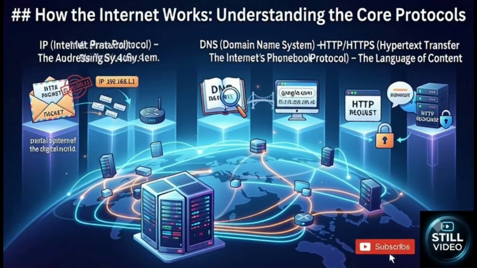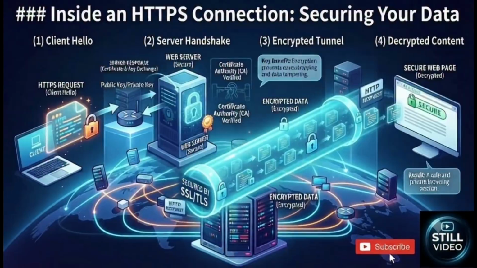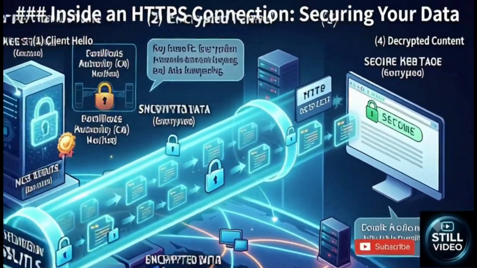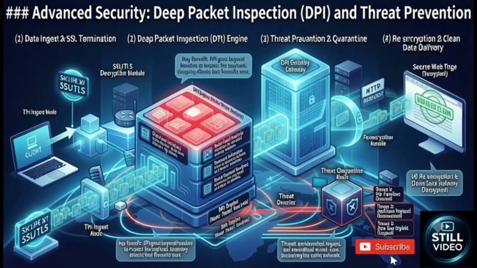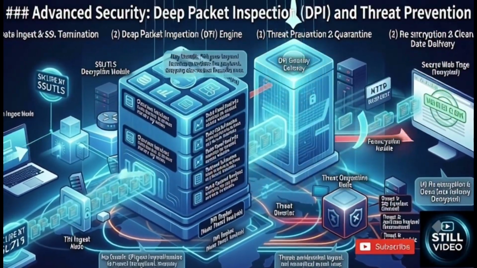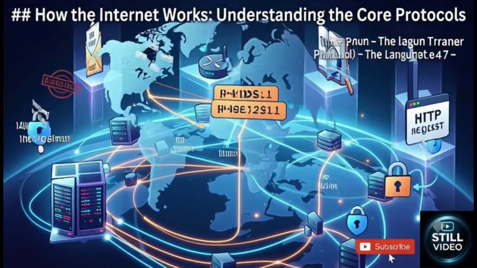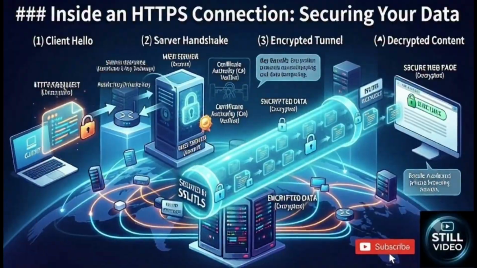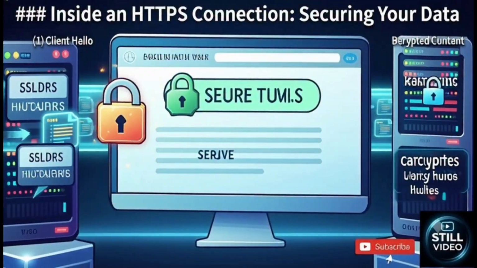How the Internet works, understanding the core protocols. At its heart, the Internet is a global network of networks, connecting billions of devices through a standardized set of rules known as protocols. These protocols allow disparate machines to communicate, exchange data, and function as a unified system. Here is a breakdown of the 3 foundational pillars that make this communication possible.